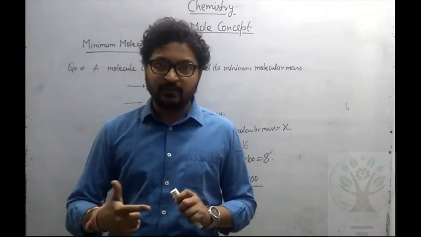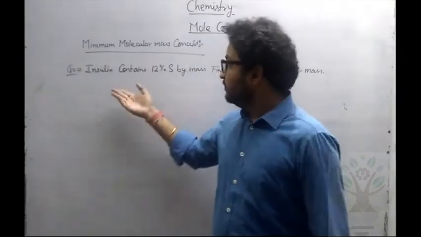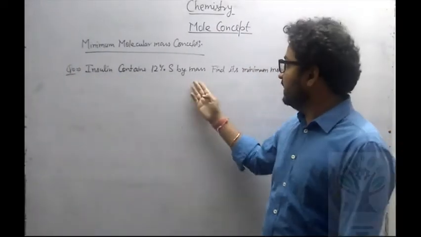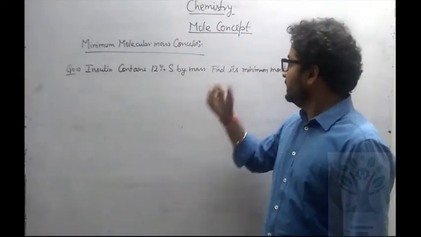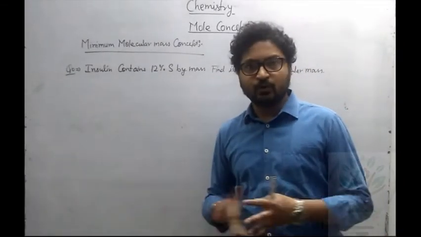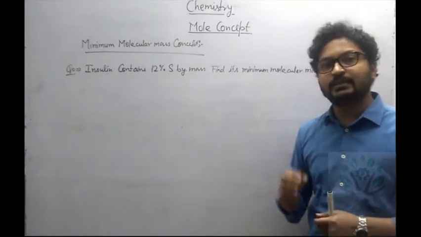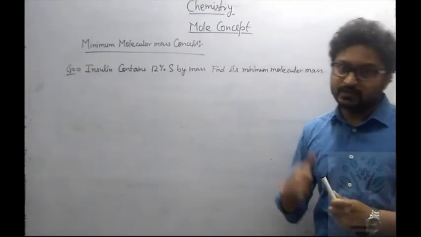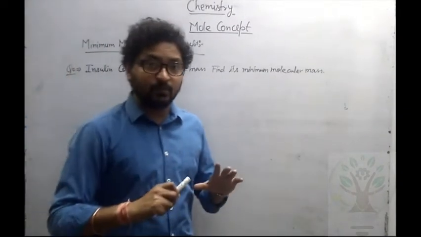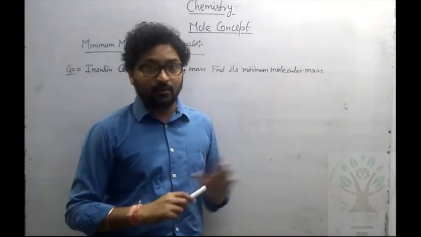Okay, one more question I am giving, you solve it on your own. So the question for your practice is, the insulin contains 12% sulfur by mass. Find its minimum molecular mass. That's it. You have to solve this on your own. It is exactly the same question as we discussed. And remember one more thing, leave the answer in the comment section.